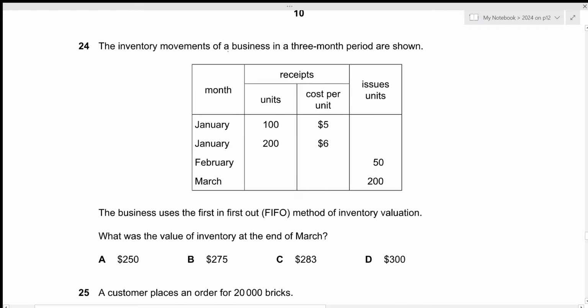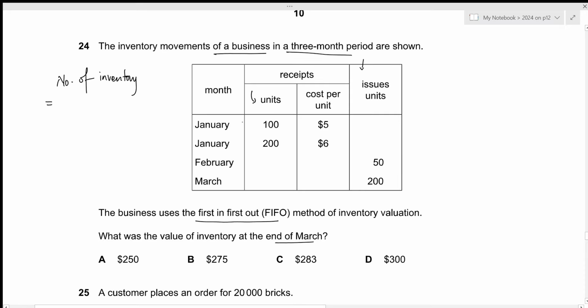The inventory movements of a business in a 3-month period are shown. It's for January, February and March. We have been given the receipts units as well as the cost per unit and the issues units. The business uses the first in, first out method of inventory valuation. What was the value of inventory at the end of March? Let's calculate the number of inventory units at the end of March.